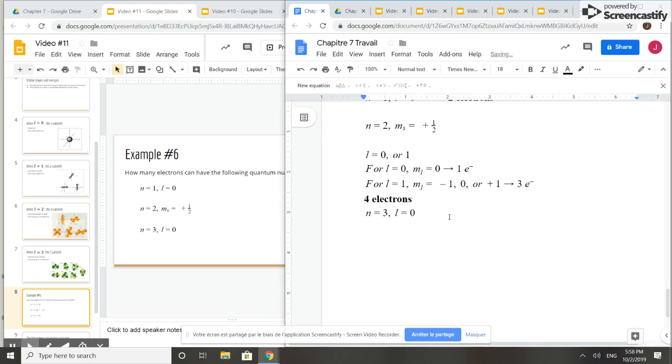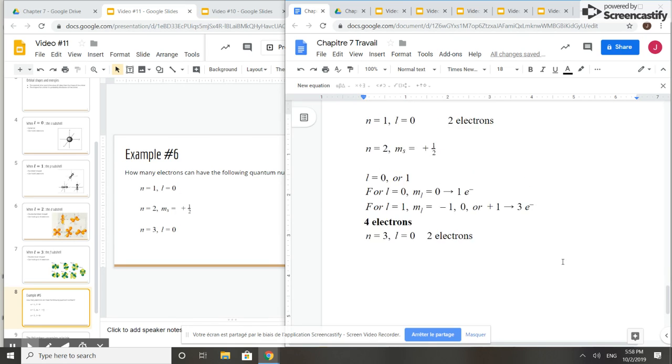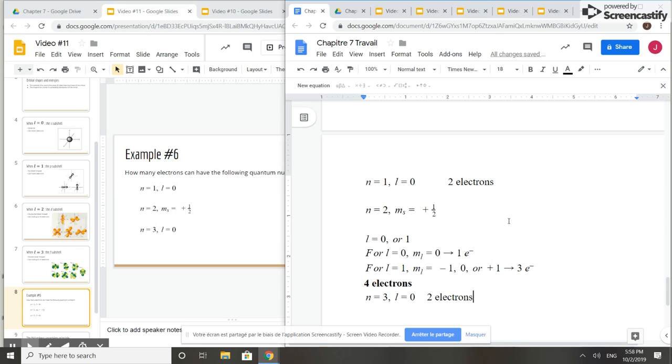And then for my n is equal to 3, l is equal to 0. Again, I just know this is the s subshell, therefore it is 2 electrons. We'll do a lot more practice with this because it's pretty frequent for students to be a little bit confused by it the first time that they see this. We'll work through a number of examples during class.